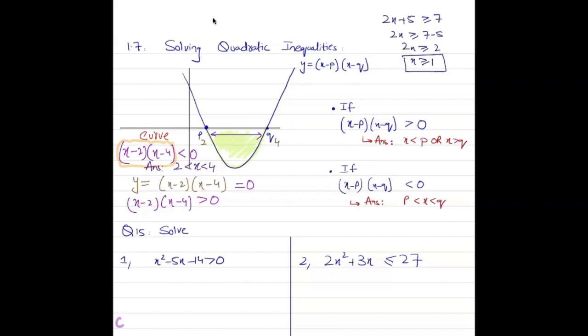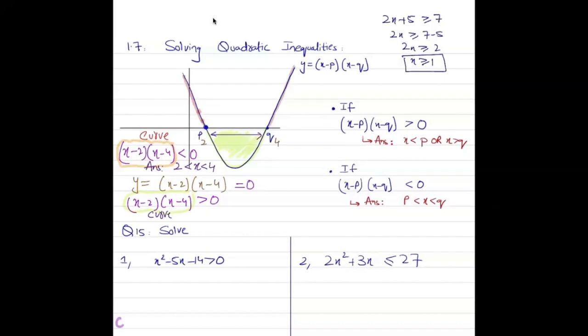Okay. Now, the next example was x minus 2 times x minus 4 greater than 0. This represents your curve, and you want your curve to be greater than 0. For what values of x is the curve greater than 0? Guys, it is going to be greater than 0 over here, right?